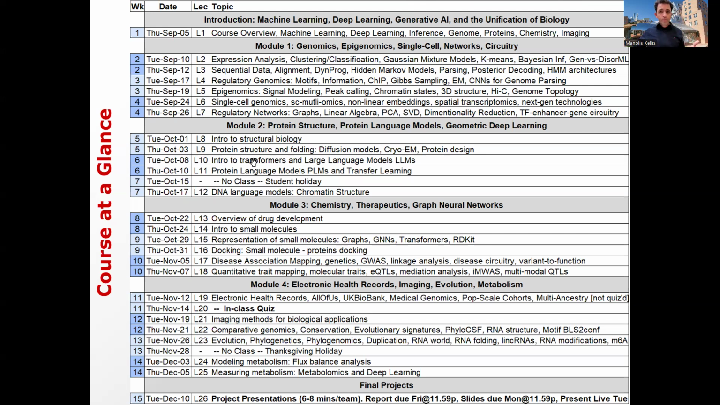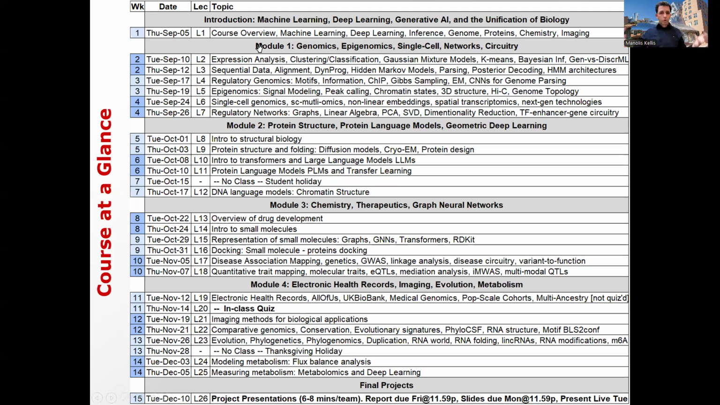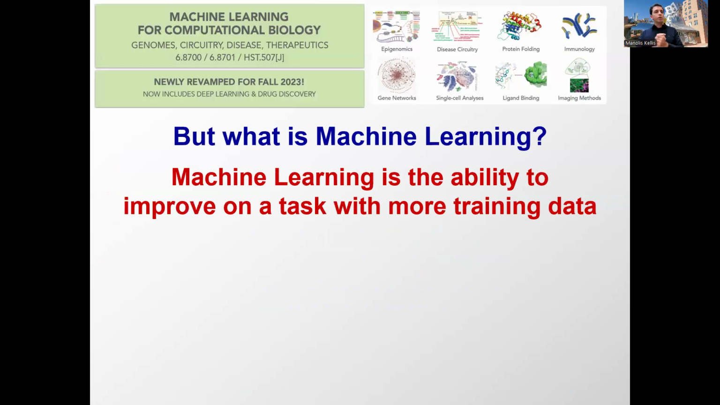For module 2, we're going to be looking at protein structure, module 3, chemistry, module 4, EHRs, etc. Sounds good? Excited about module 1? So again, this course is called Machine Learning in Computational Biology. So today is going to be our first formal introduction to machine learning. So, first, what is machine learning?